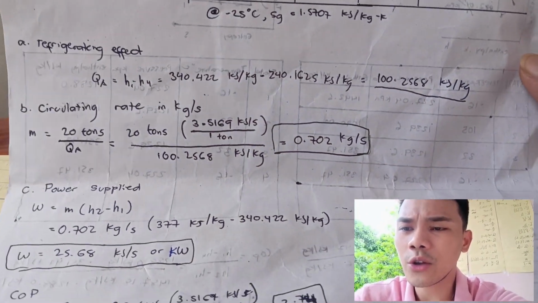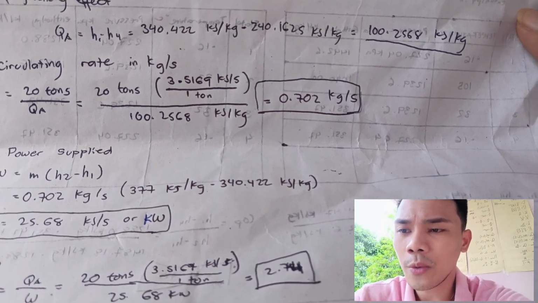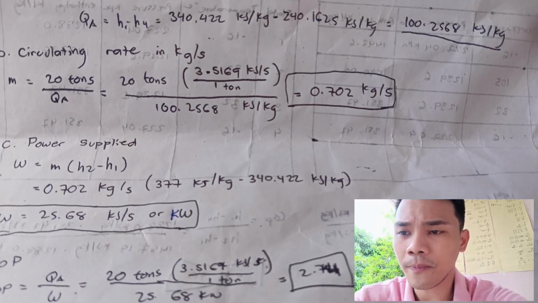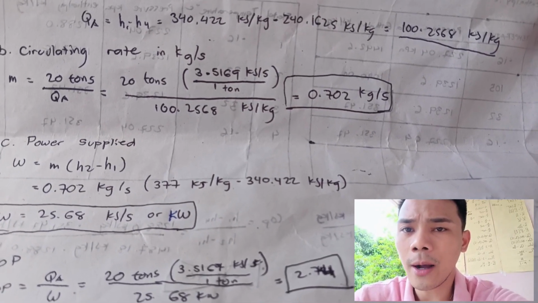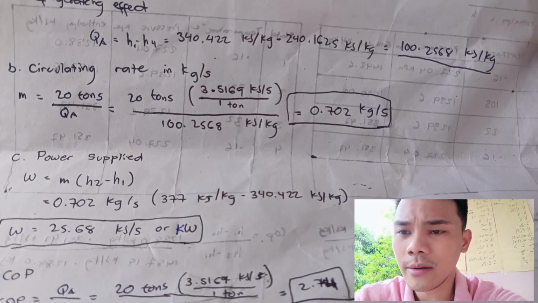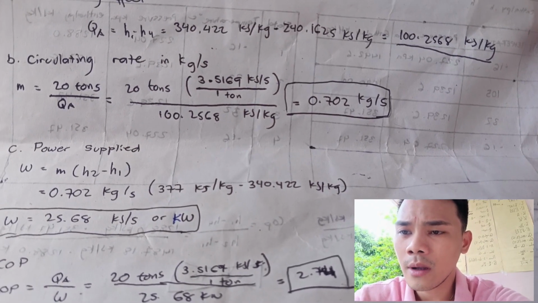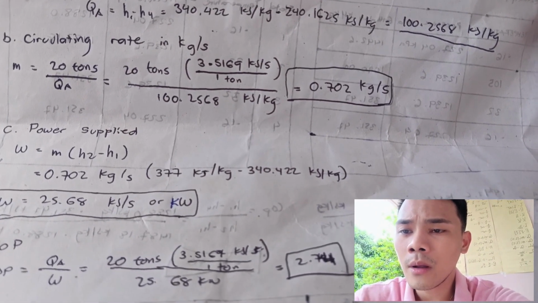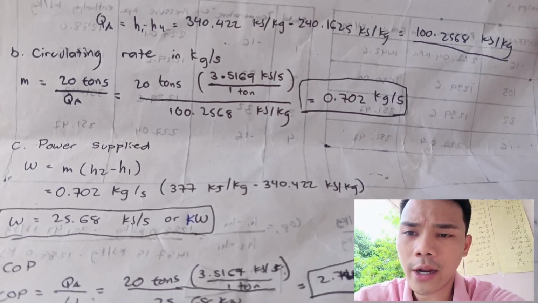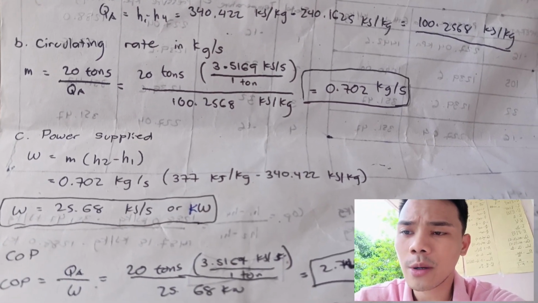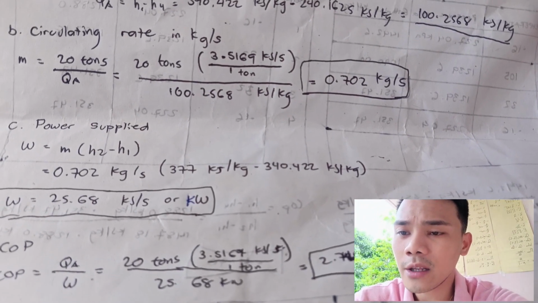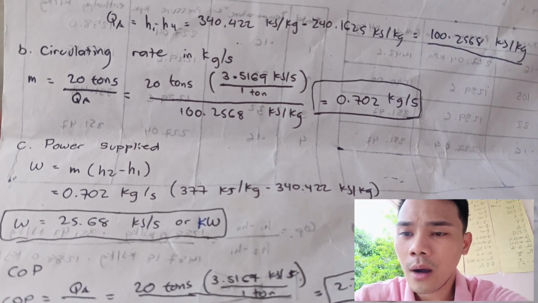Next we find the power supplied. Power supplied is equal to mass flow rate times H2 minus H1. Our mass flow rate was obtained earlier: 0.702 kilograms per second times enthalpy 2, 377 kilojoules per kilogram, minus enthalpy 1, 340.422 kilojoules per kilogram. Our answer for power supplied is 25.68 kilojoules per second, or kilowatts.